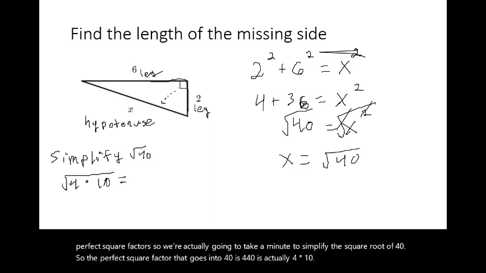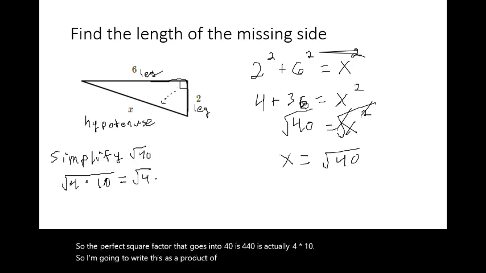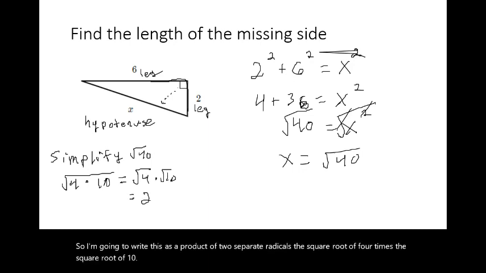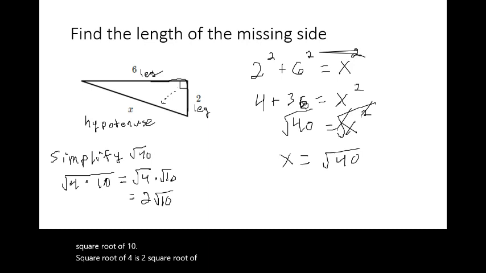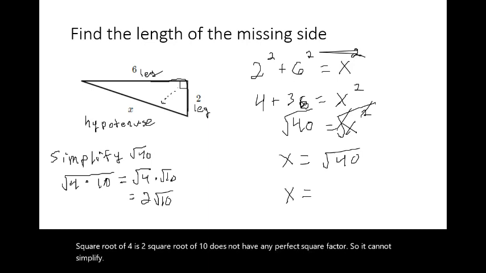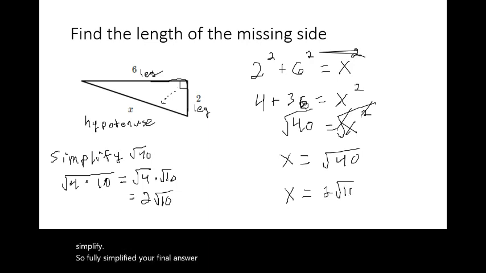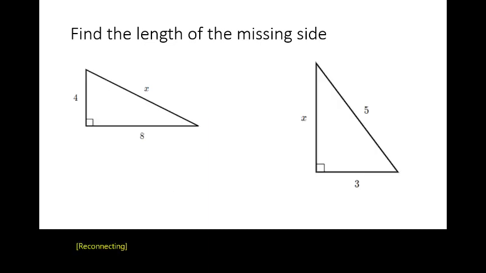So I'm going to write this as a product of two separate radicals, the square root of 4 times the square root of 10. Square root of 4 is 2. Square root of 10 does not have any perfect square factors, so it cannot simplify. So fully simplified, your final answer is actually x equals 2 square root of 10. So just make sure that for any of these you always check to make sure that your final answer is fully simplified.